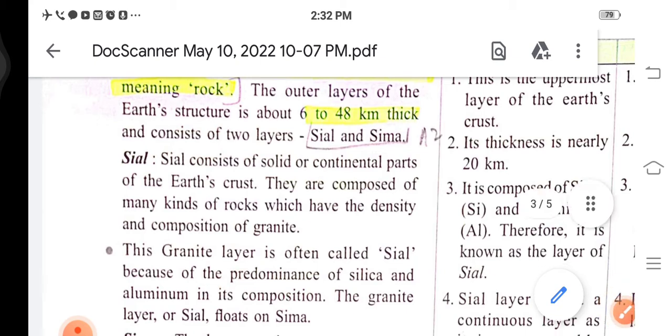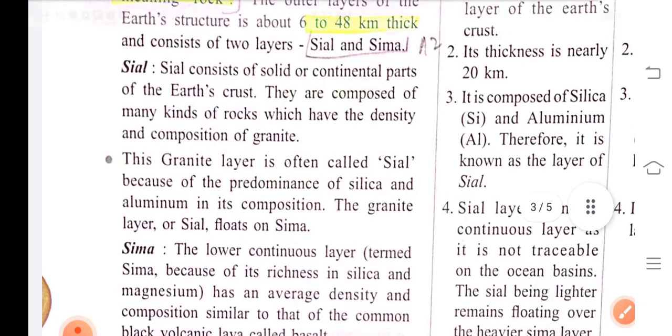And then what is Sial? I have discussed with you what Sial is. Sial consists of silica and aluminium. So the Sial consists of a solid or continental part of the earth crust. It's solid in state. They are composed of many kinds of rocks which have the density and composition of granite. So silica and aluminium is equal to granite.